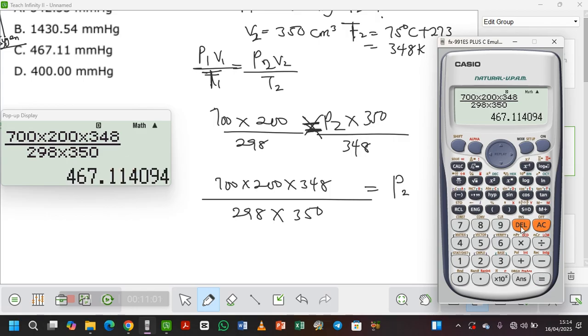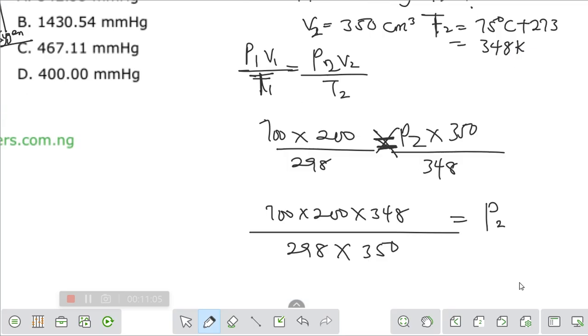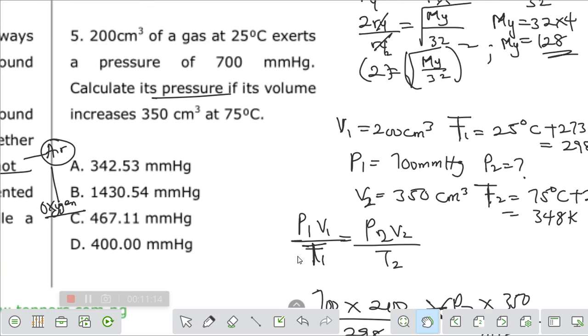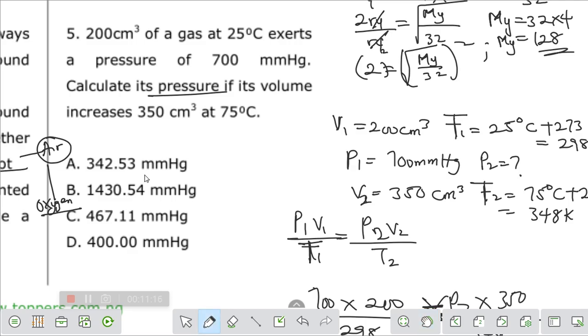So we have 467.11. So that's our answer, 467.11 millimeter mercury. So you can see this thing is not hard. That's option C.